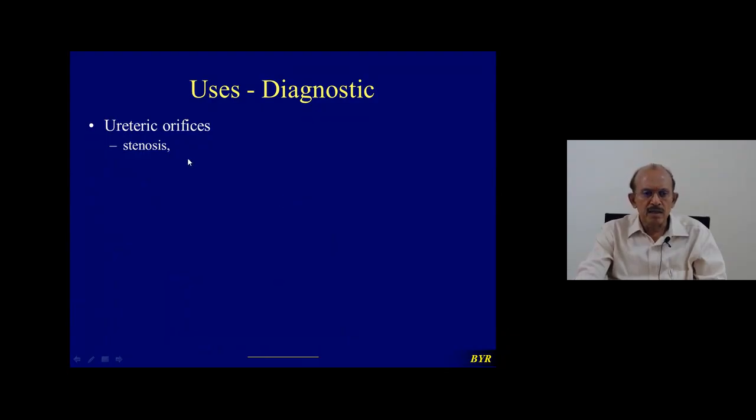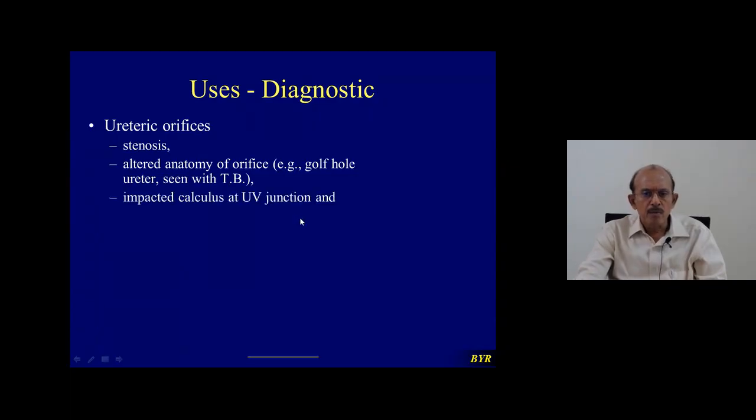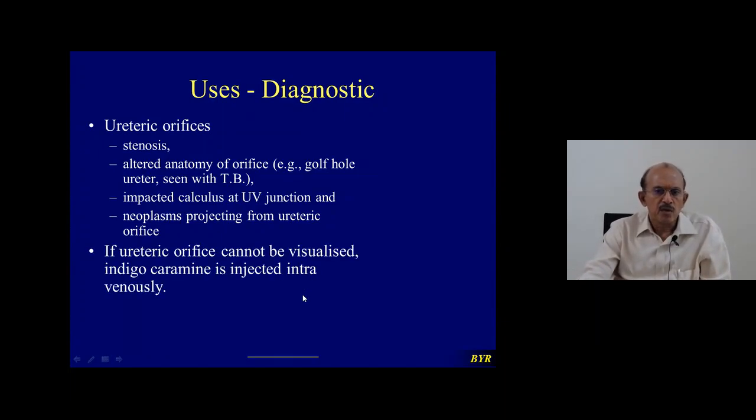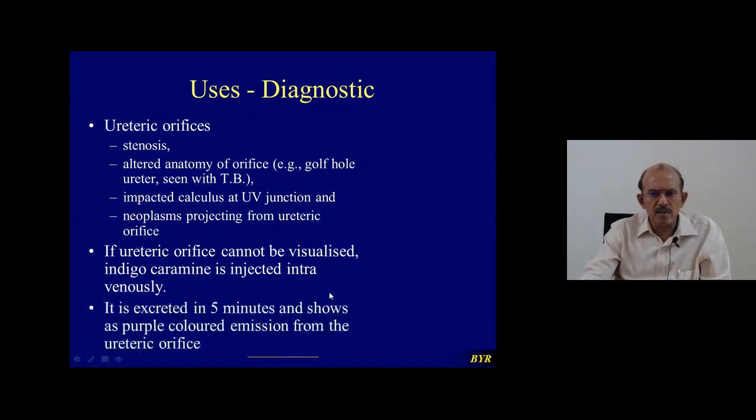Ureteric orifices: stenosis, altered anatomy of the orifice like golf-hole ureter seen with tuberculosis of the ureter. Then impacted calculus at the UV junction, and neoplasms projecting from the ureteric orifice can also be observed. If the ureteric orifice cannot be visualized, indigo carmine is injected intravenously. It is expected in 5 minutes and shows as blue colored emission from the ureteric orifices.